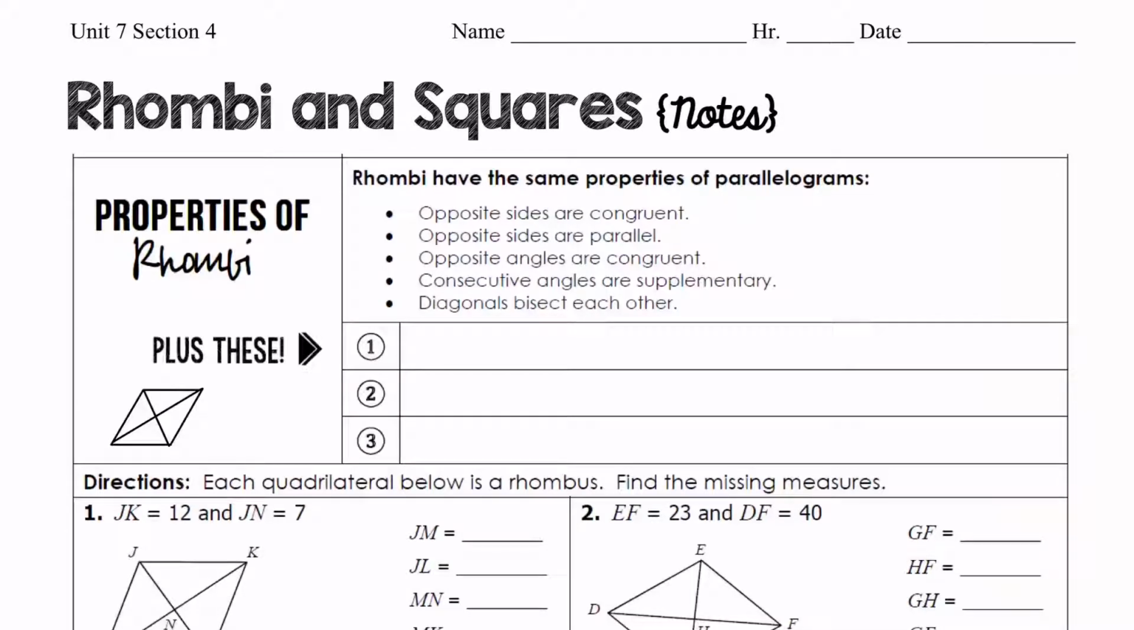This is section 4, rhombi and squares. They have some very similar properties, so they are together in one section. So looking first at rhombi.